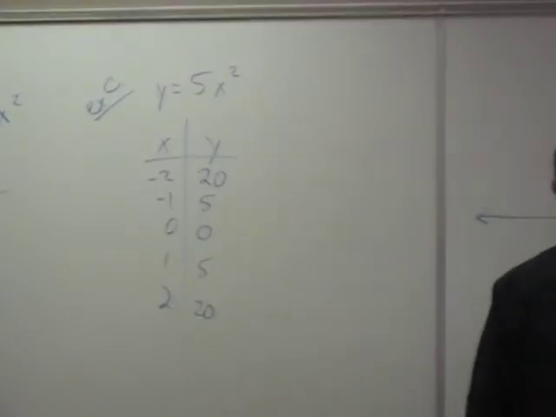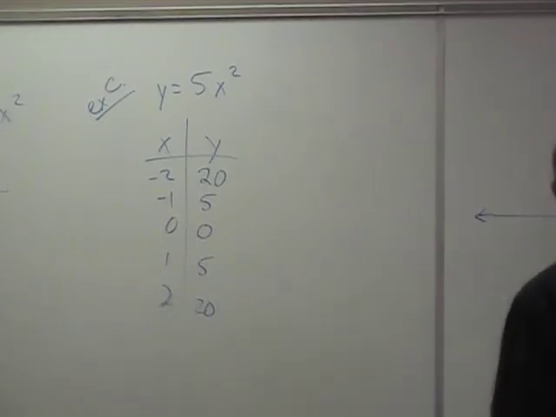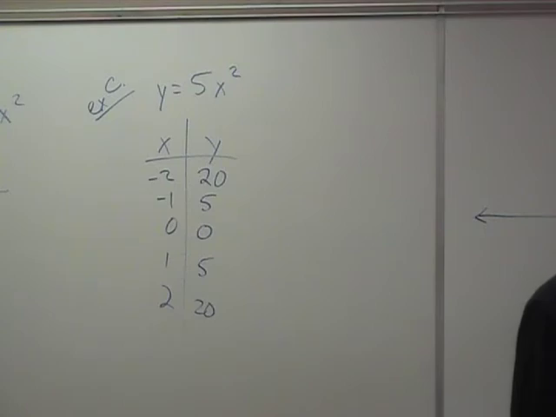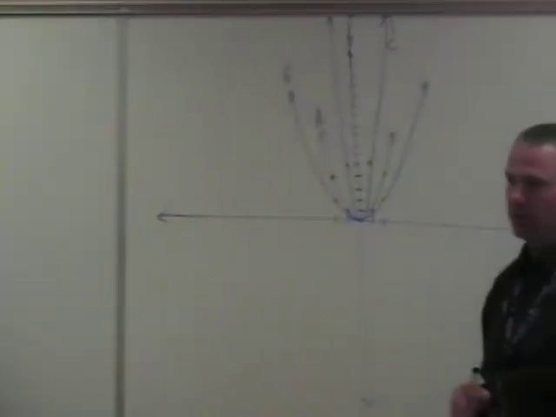It is positive 20, by the way. So -2, 20. -1, 5. 0, 0. 1, 5, and 2, 20. So again, make sure it's curved at the vertex. And this is Example C. C is definitely increasing rapidly. Everybody catching on?